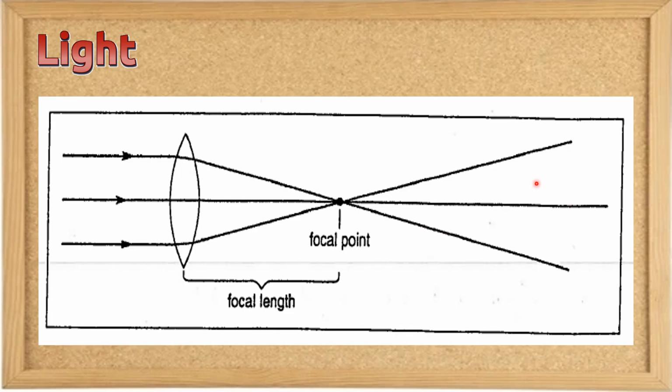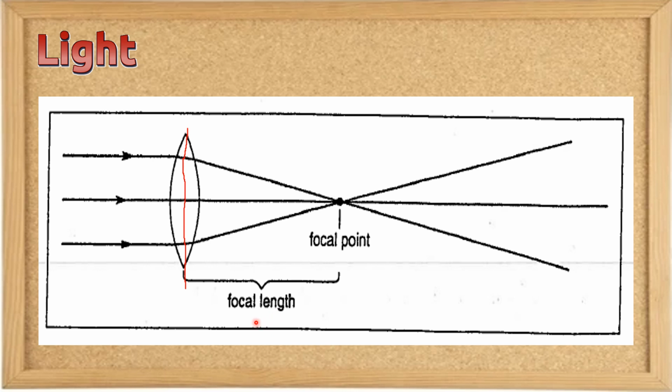So this is your convex lens, and this is the light source. As your light passes through the center of your lens, the light bends and it focuses to your focal point. This is where your image is formed, in your focal point. Also, the distance from the lens to your focal point is your focal length.